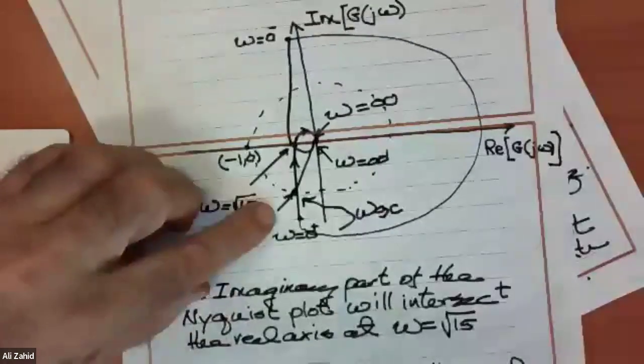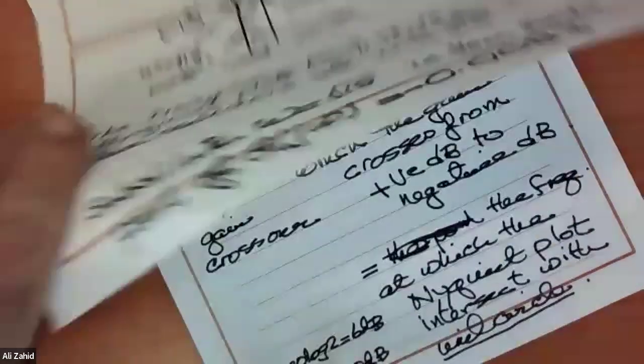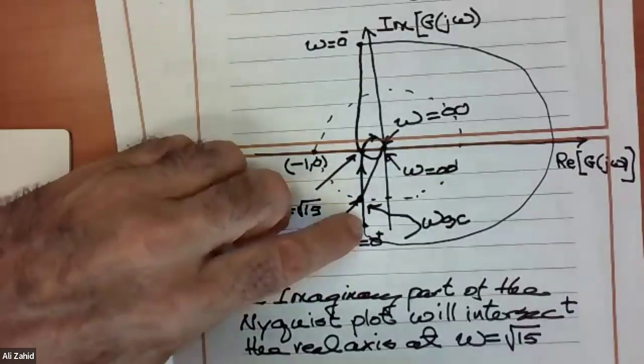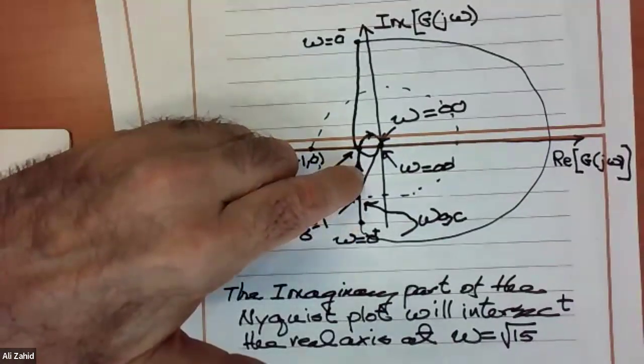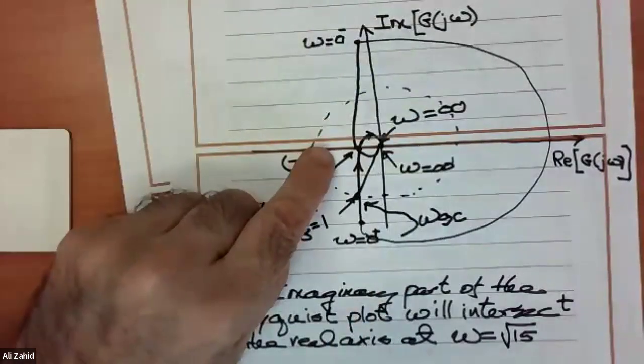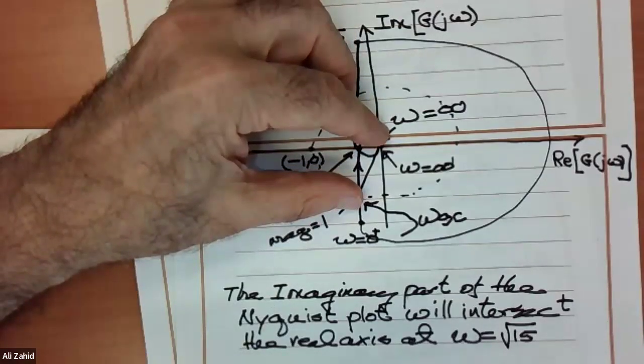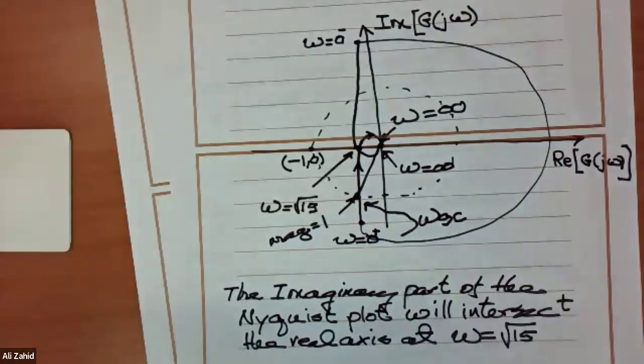Where is the 2 here? When is the magnitude 2? Is it here or is it here? Below. Why? Because once you reach the unit circle, you're only getting the vector smaller. The magnitude is 1, which means 0 dB. Clear?